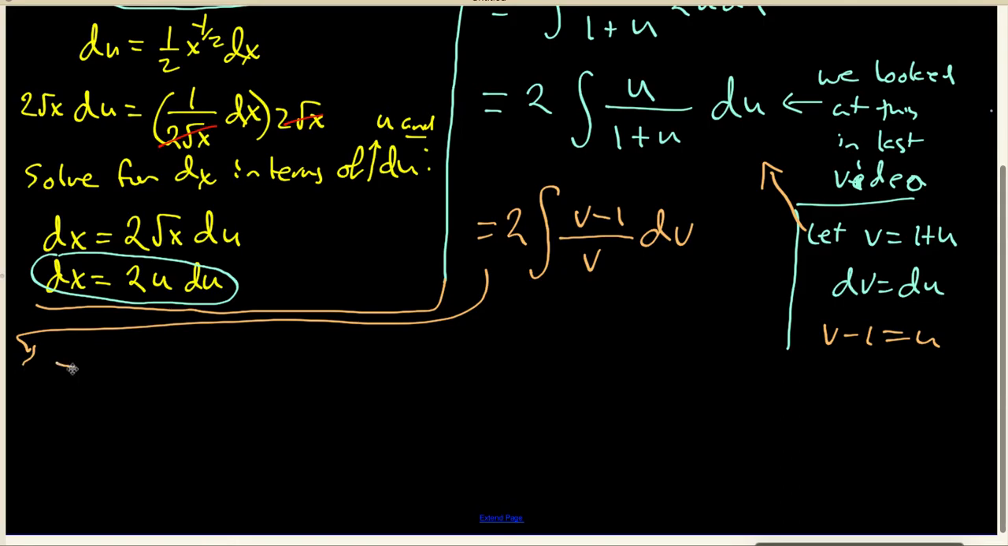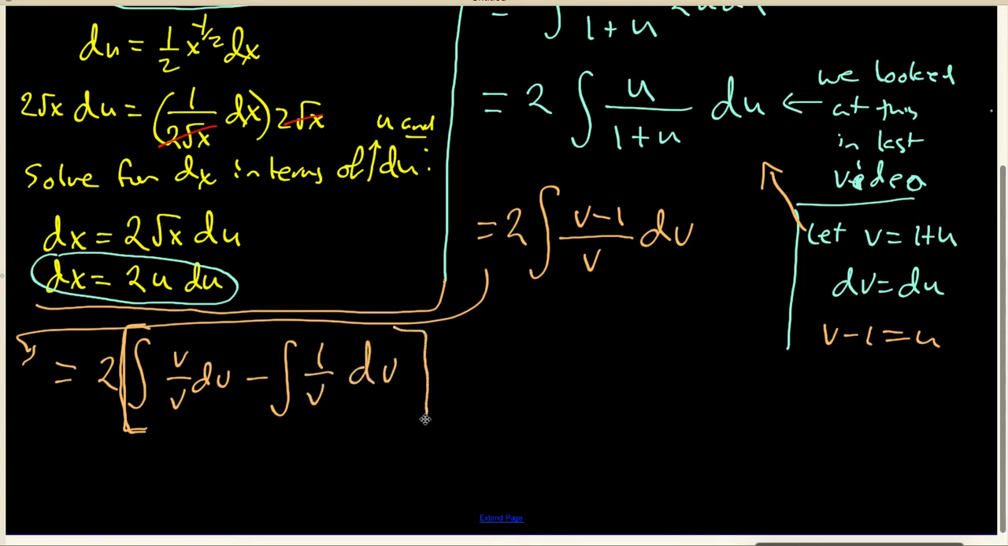And this wound up being equal to 2 times the integral of v over v dv minus, and I'm going to put in big parentheses here because the 2 is going to multiply everything, minus 1 times the integral of 1 over v dv. And so I get 2 times, well, this integral is just going to go back to v, and that one goes back to the log of v. And then I have any constant that I want to have.